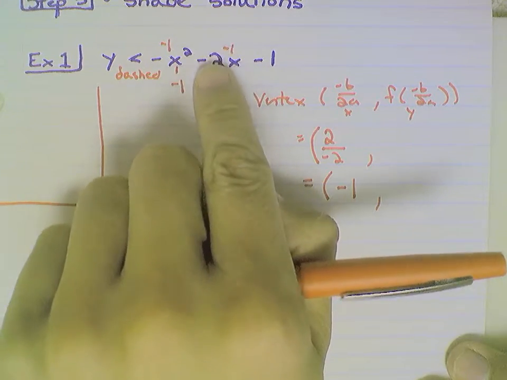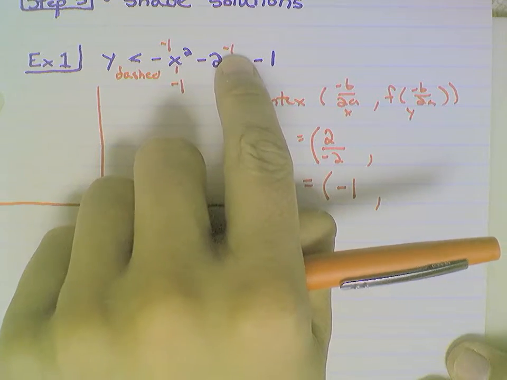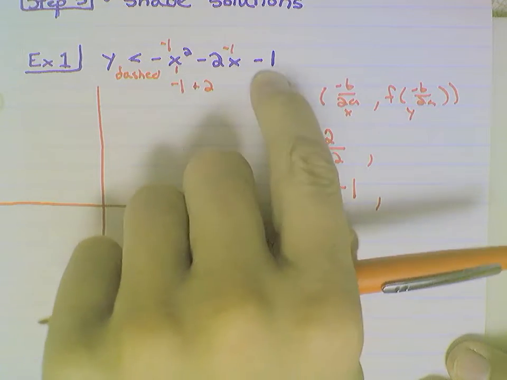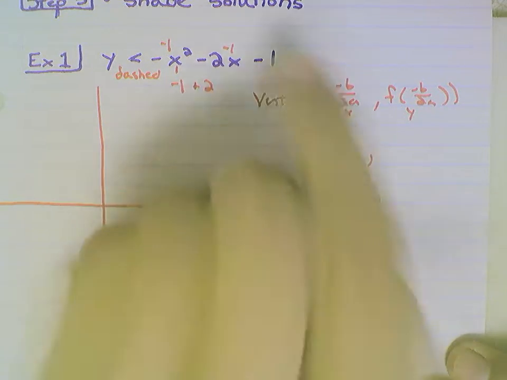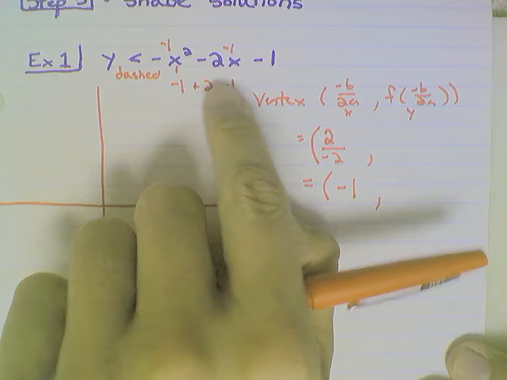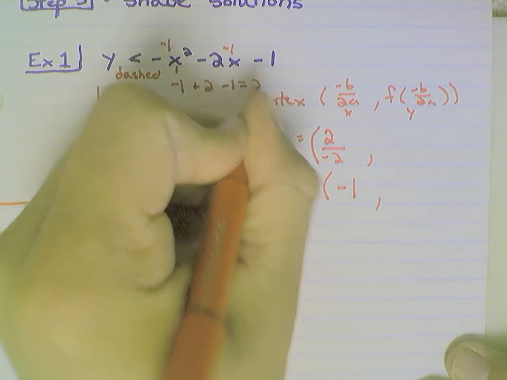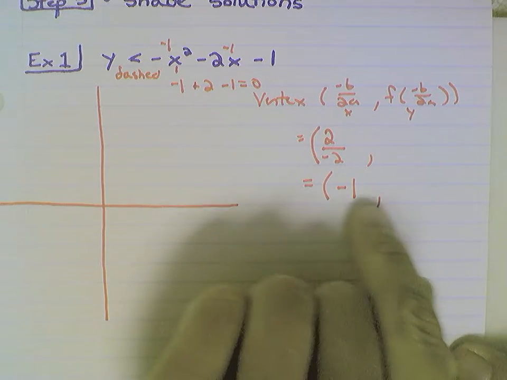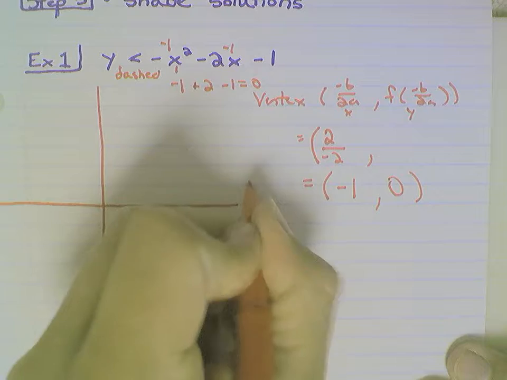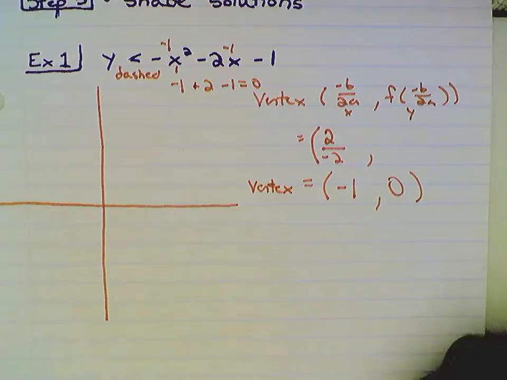And then if I take negative 2 times a negative 1, well, that's just going to be a positive 2. And then I also have this negative 1 off to the side that I'm subtracting. And if I take negative 1 plus 2 minus 1, well, that's just going to be 0. So in this case, I have negative 1 comma 0. And once again, that's going to be where the vertex is at on the graph.